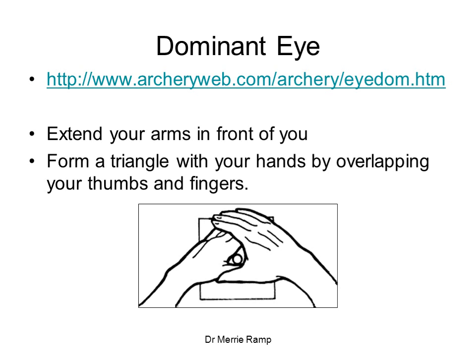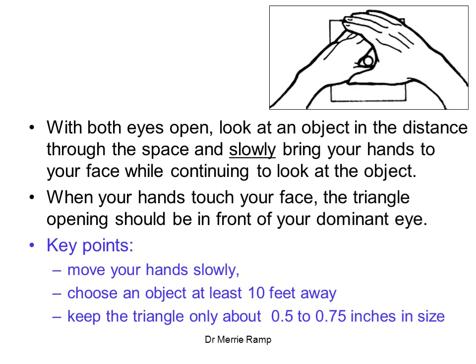If you move your hands fast, or if your triangular space is too big, you may find that your triangle ends up on your nose. Try again, being sure to move slower and to keep the space small, and to select an object at least 10 feet away or more. Choose something on the opposite side of the room. The bench lights make a good object to sight. Just choose one several benches away.